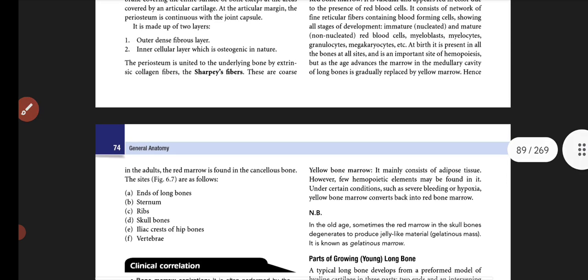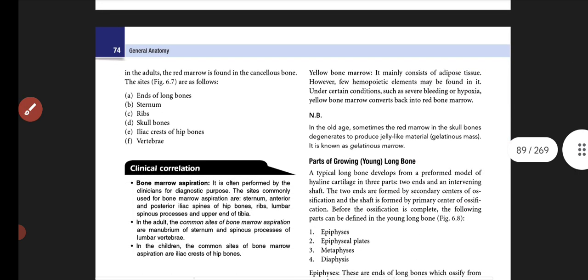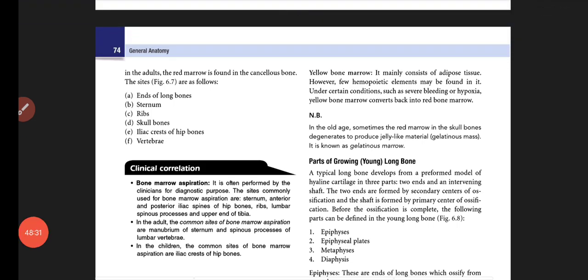Yellow bone marrow mainly consists of adipose tissue. In severe conditions such as severe bleeding or hypoxia, the yellow bone marrow converts back into red bone marrow. Okay.